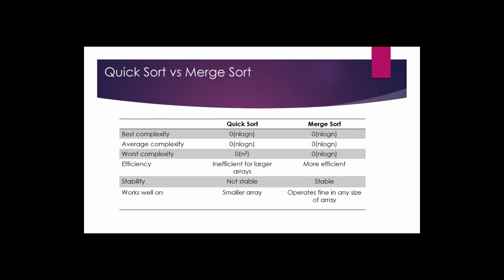So in conclusion, merge sort is better than quicksort because of its stability and worst case complexity, and is more usable for a larger data set.